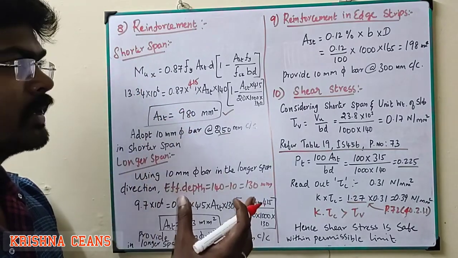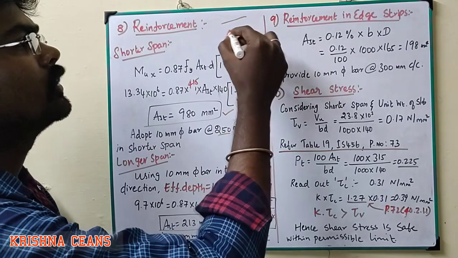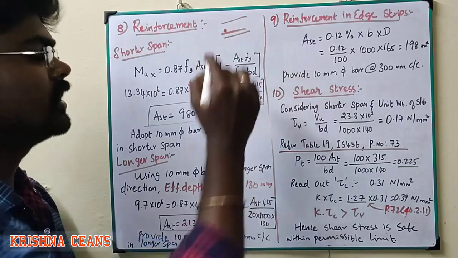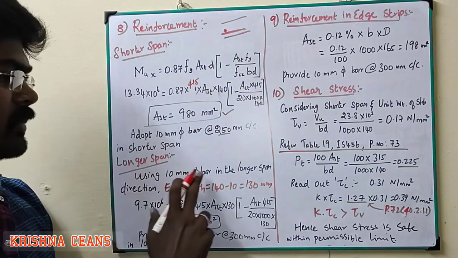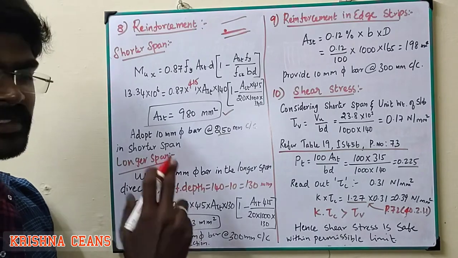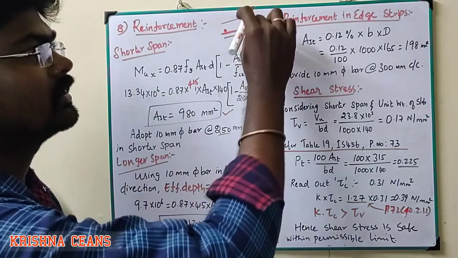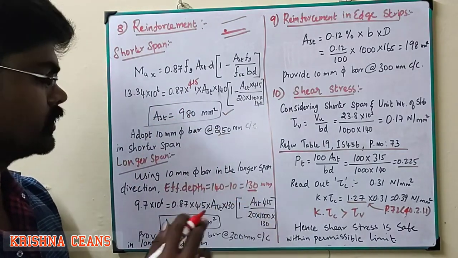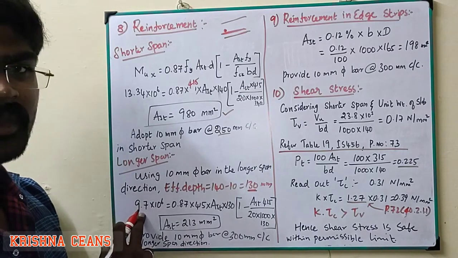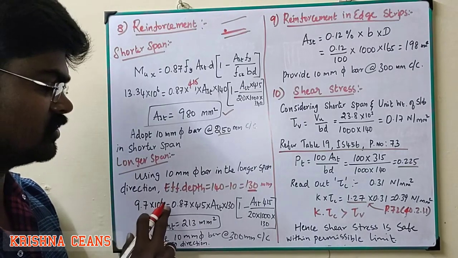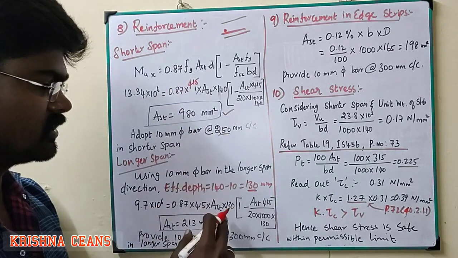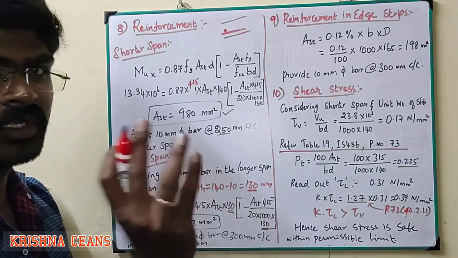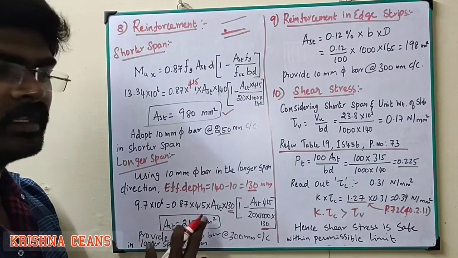So we go for the longer span. Already a 10 mm dia bar is provided along the shorter span reinforcement, so we need to deduct that 10 mm dia bar. So using 10 mm dia bar in the longer span, the effective depth is 140 minus 10, since the 10 mm dia bar is already provided, so 130 mm we need to reduce it. Here the moment along the y direction is 9.7 into 10 power of 6, equal to 0.87 into that formula, which we substitute here. Here the effective depth is 130 mm, that is the only difference. So Ast here is 213 mm square.